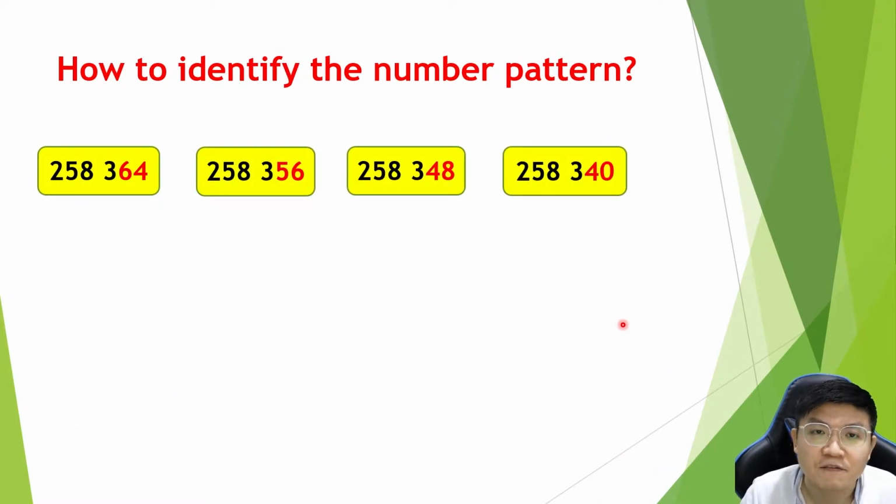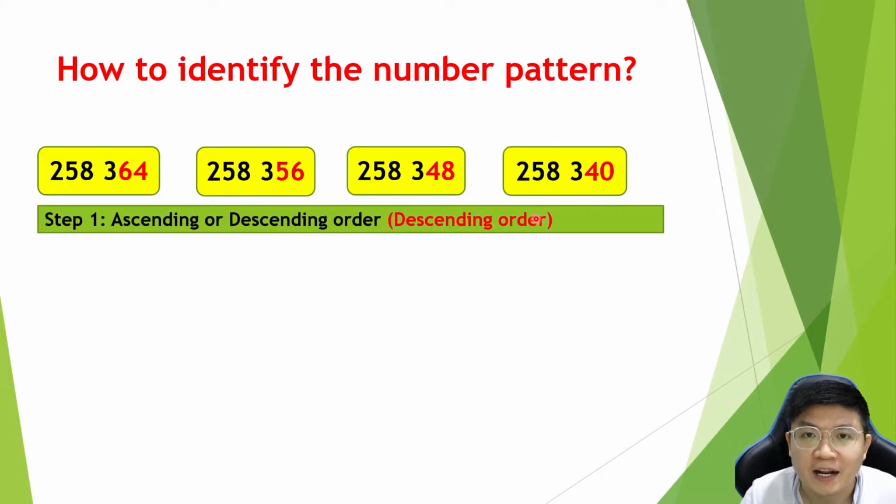Next, I have this series of number. Okay, you can see it. And first step, you identify whether it is ascending or descending order. So in this case, if we check the number sequence, it's actually getting smaller. If the sequence is getting smaller, it means descending order. Now we know that this is descending order.